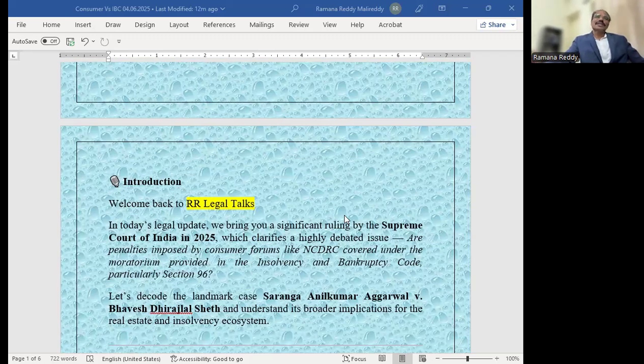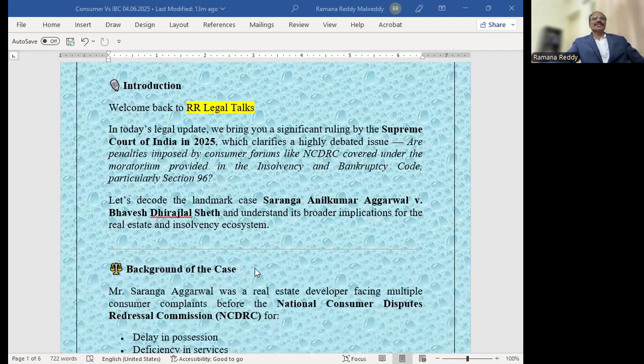We bring you a significant ruling by the Supreme Court of India in 2025, which clarifies a highly debated issue. Are penalties imposed by consumer forums like the NCDRC covered under the moratorium provided in the Insolvency and Bankruptcy Code, particularly Section 96? So let's decode the landmark case Saranga Anil Kumar Agarwal versus Bhavesh Tirajlal Sheth, and understand its broader implications for the real estate and insolvency ecosystem.